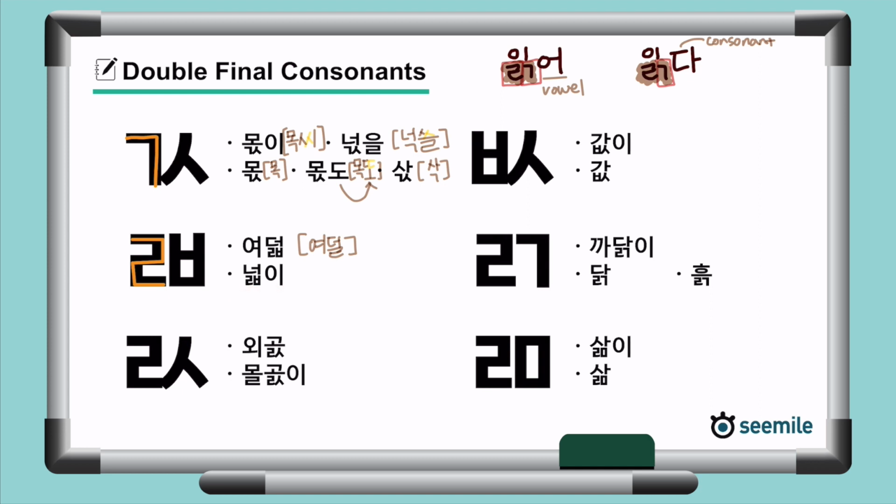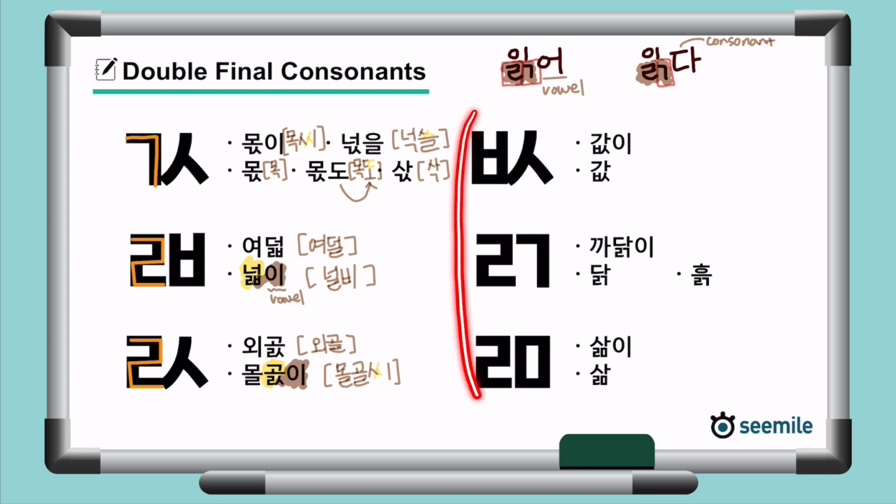How about this? 널 is followed by the vowel E, so the first consonant 리을 is left below 너, and the next consonant is attached to the beginning of the next syllable, 이. So its sound should be 넓이. Next, the combination of 리을 and 시옷. Again, the representative sound of the 받침 is 리을. Then let's try this word. Great, 외골. How about this one? That's right. 몰골시.